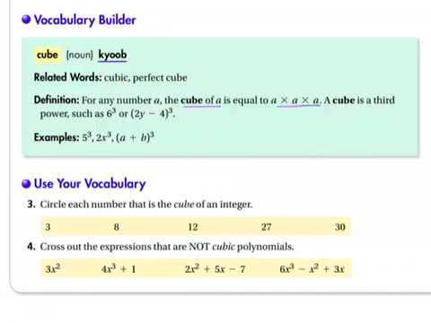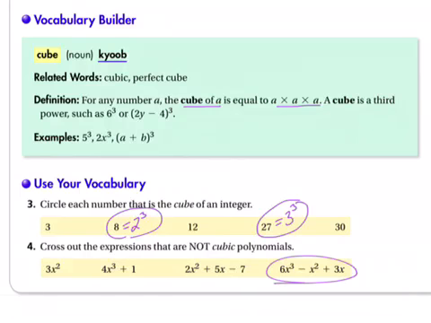To use our vocabulary, circle the number that is a cube of an integer. Also, cross out expressions that are not cubic polynomials. Well, the only cubic polynomial has a degree of 3. So it's this one.